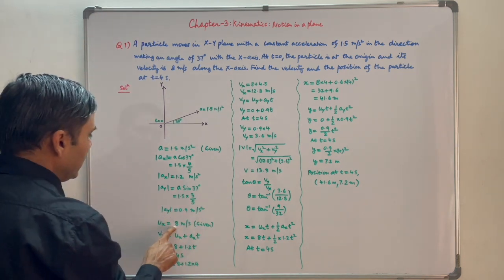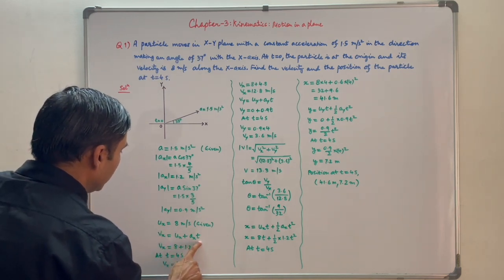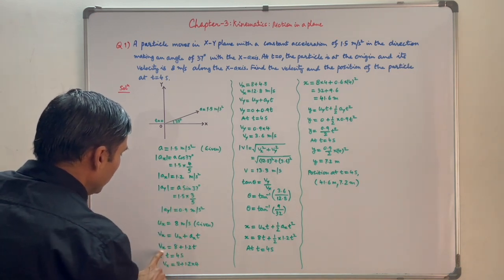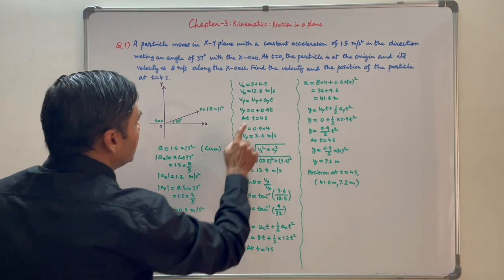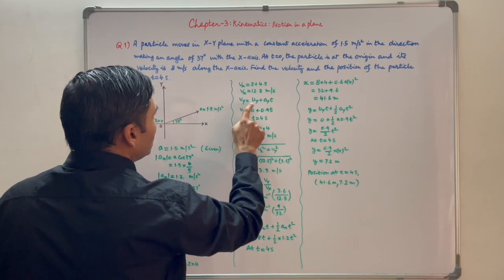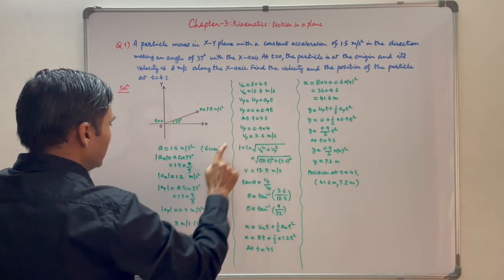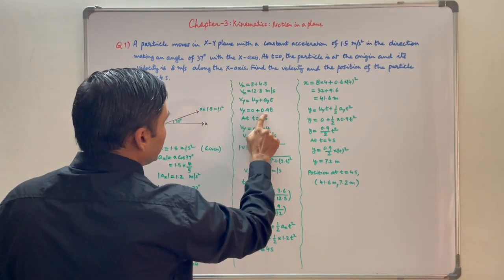ux is given as 8 meter per second. So vx is equal to ux plus ax t. ux is 8 and ax is 1.2. So vx is equal to 8 plus 1.2 t. At t is equal to 4 seconds, vx comes out to be 12.8 meter per second. Similarly, vy is equal to uy plus ay t. uy is 0, ay is 0.9 meter per second square. So vy is equal to 0.9 t.